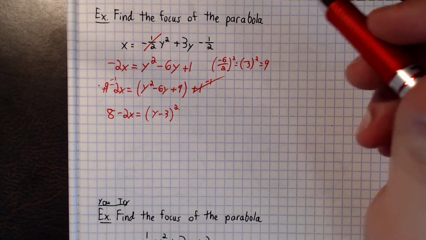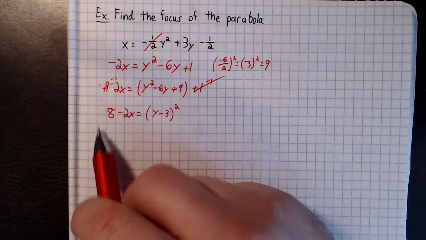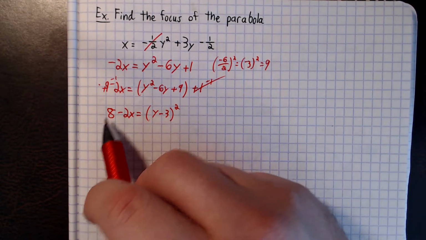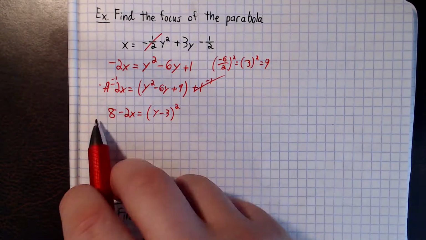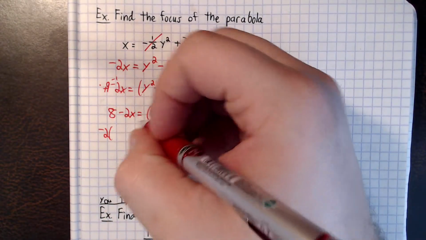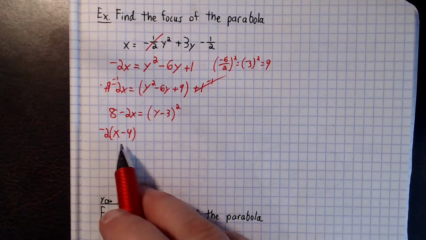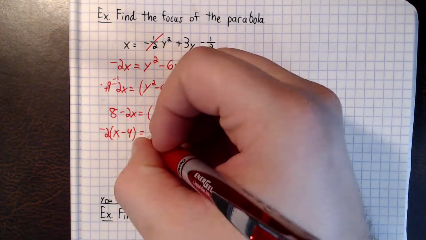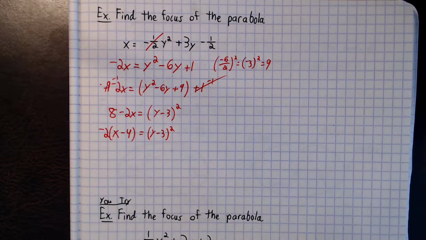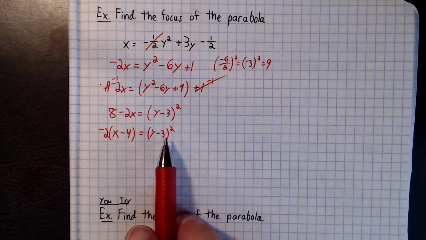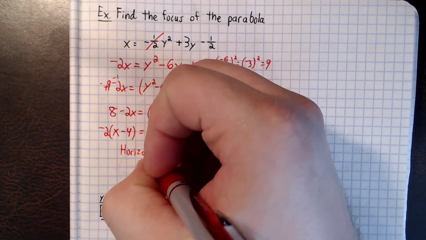And then it's looking pretty good, except that I don't like the way that this looks. I want a p-value in front and then parentheses x minus something. So here's what I'm going to pull out. I'm going to pull out a -2, because that's going to give me positive x and -4 on this side. And then we got y minus 3 all squared. Alright, so let's see. If I have the y minus 3 as my squared, that means that we have a horizontal axis.